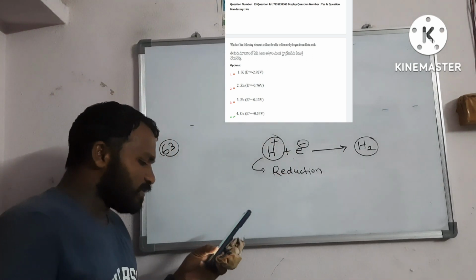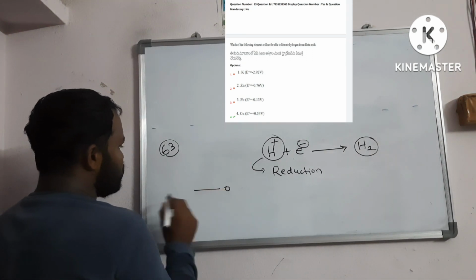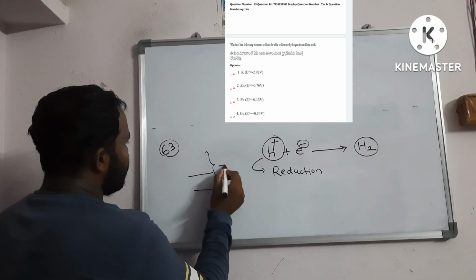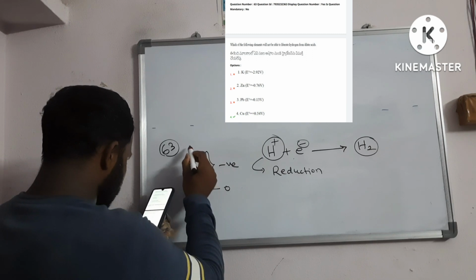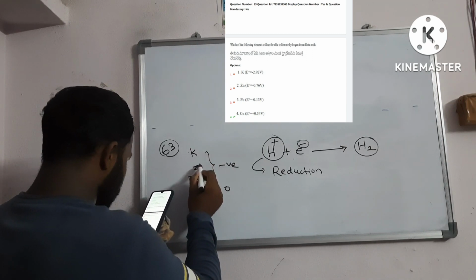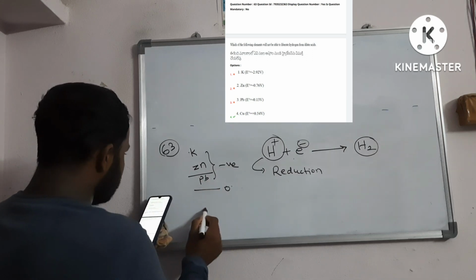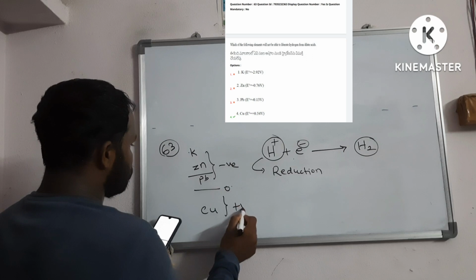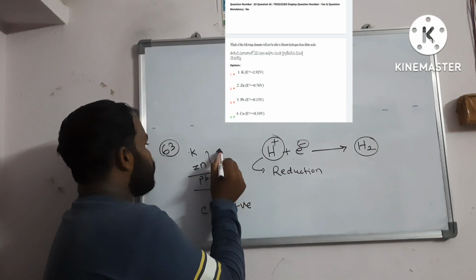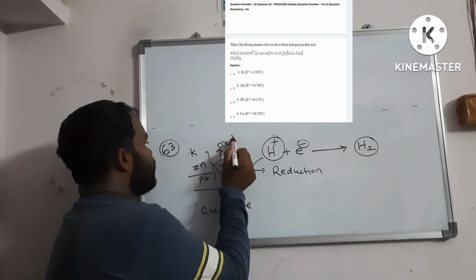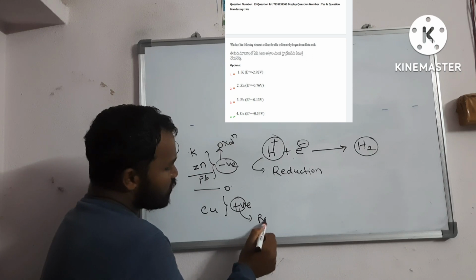In the electrochemical series, the hydrogen value is 0. Above it are the negative values. In the options given, the highest is potassium, then zinc, then lead. These are the negative values. Below hydrogen is copper, which is positive. Just remember, the lowest reduction potential undergoes oxidation, at the anode, and the highest reduction potential undergoes reduction.